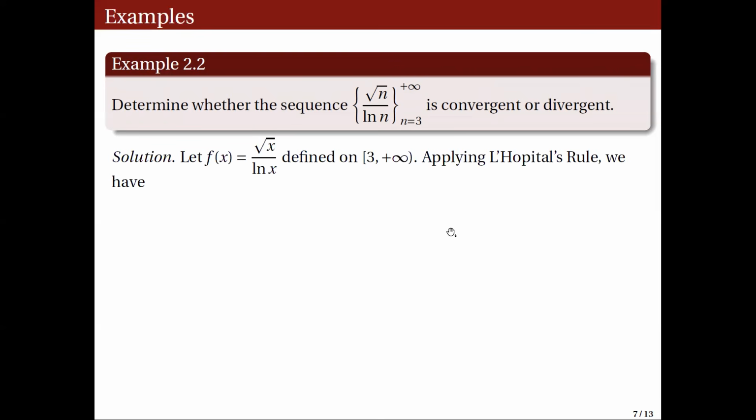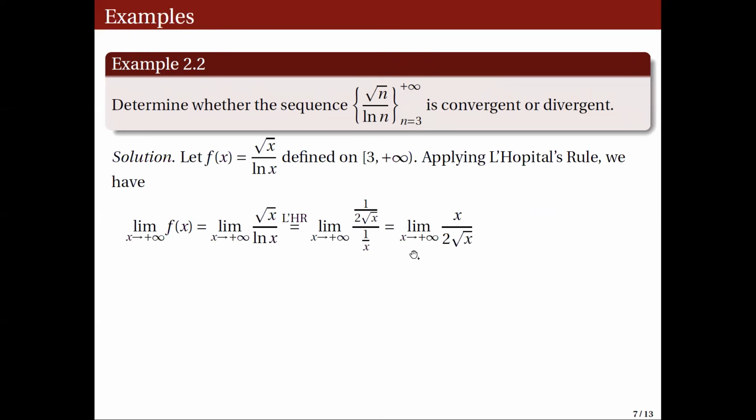Applying L'Hopital's rule, we have the limit of f of x as x goes to positive infinity. As you can see here, the limit of the numerator and denominator both tend to positive infinity. So we can apply L'Hopital's rule. So in this case, we have to differentiate both numerator and denominator here. So this gives us the limit of 1 over 2 square root of x all over 1 over x.